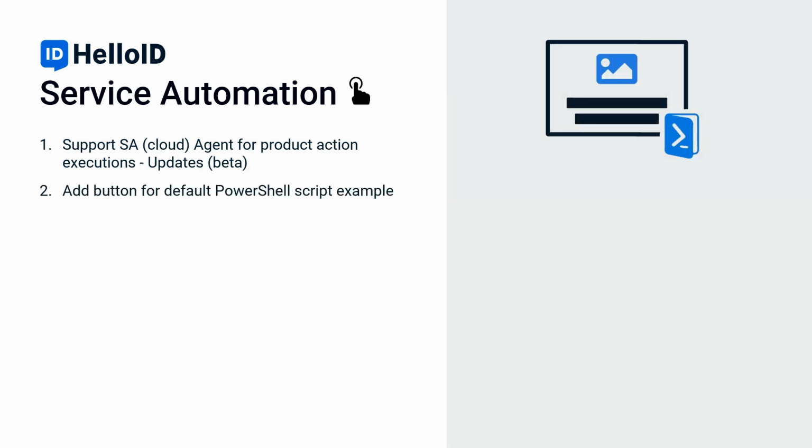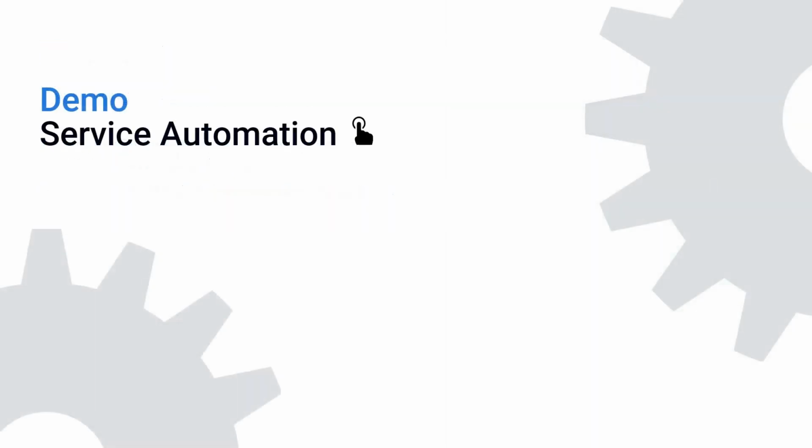Our second and final new feature in this release is a new button to set a default PowerShell script example. This feature will help you to build your PowerShell scripts by providing an example script containing commonly used functionalities such as input resolving, process logging, and audit logging. Let's demonstrate these new features.